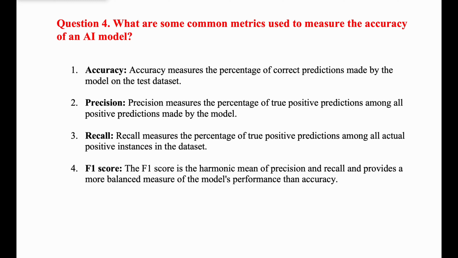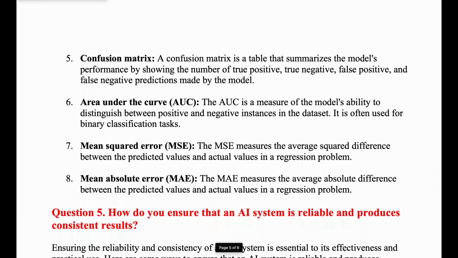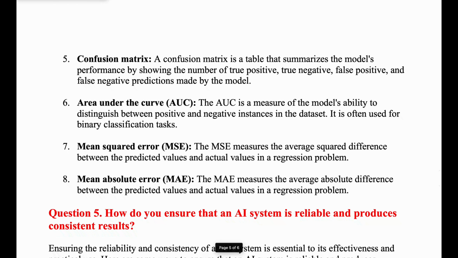F1 score. The F1 score is the harmonic mean of precision and recall and provides a more balanced measure of the model's performance than accuracy. Fifth one is the confusion matrix. A confusion matrix is a table that summarizes the model's performance by showing the number of true positive, true negative, false positive and false negative predictions made by the model.